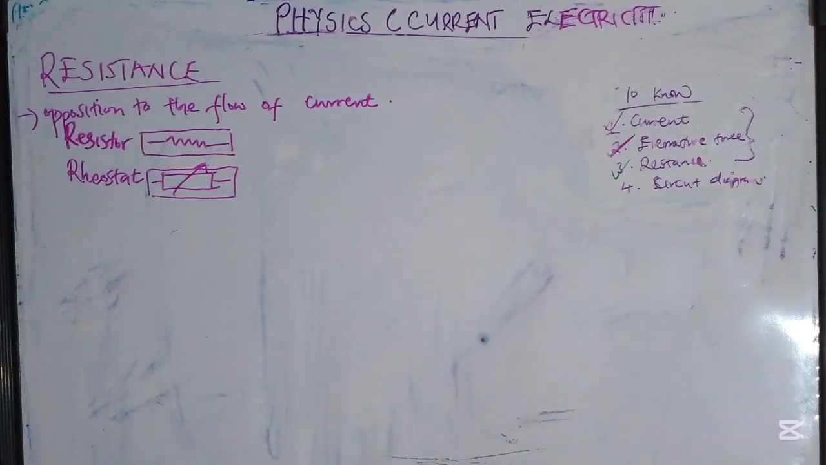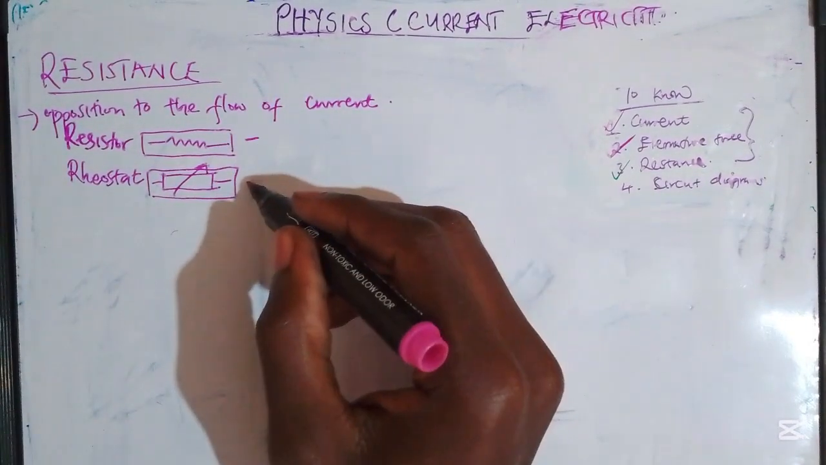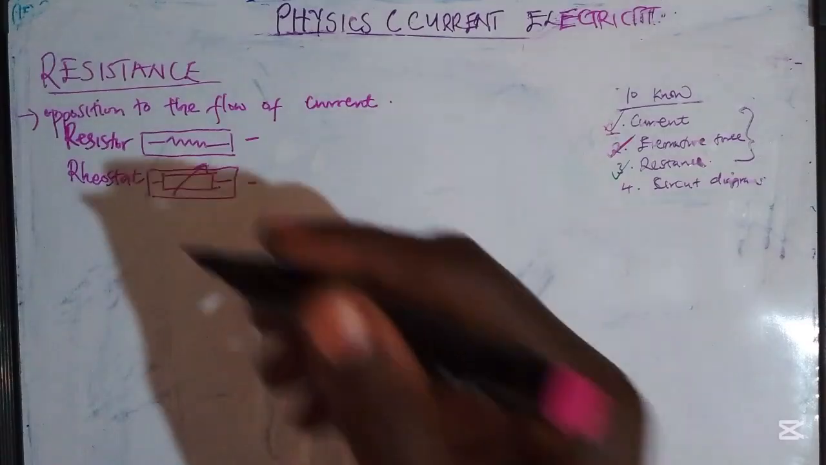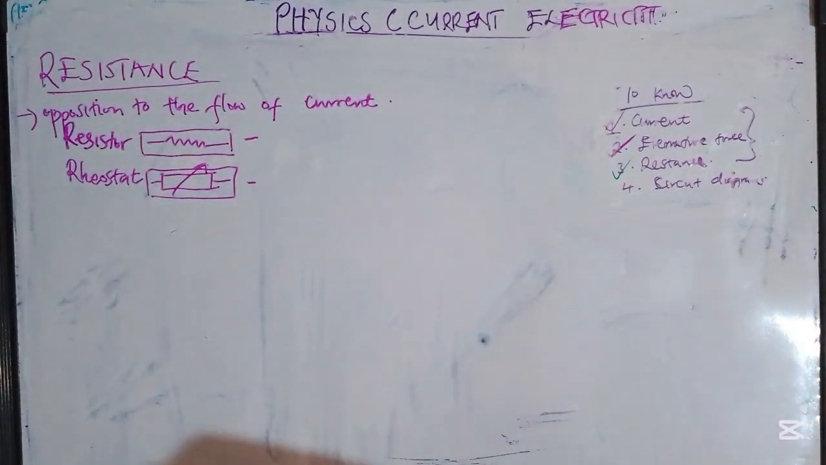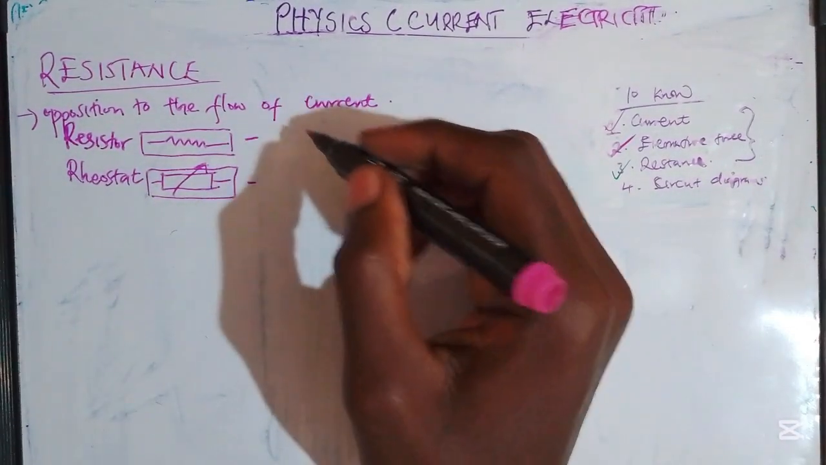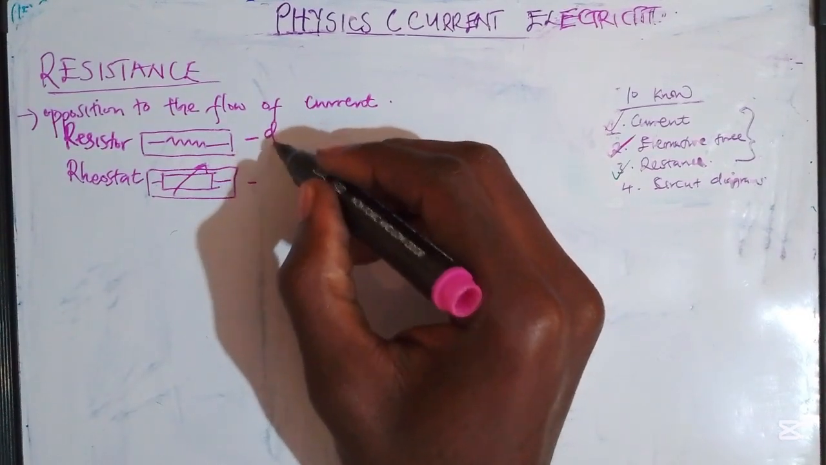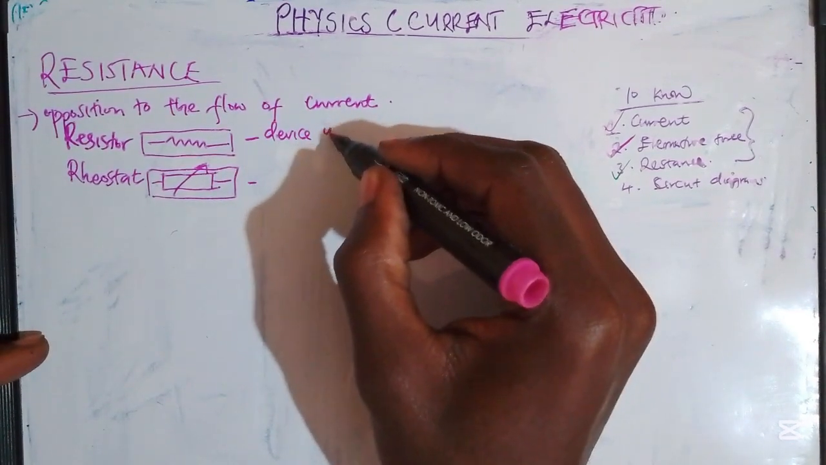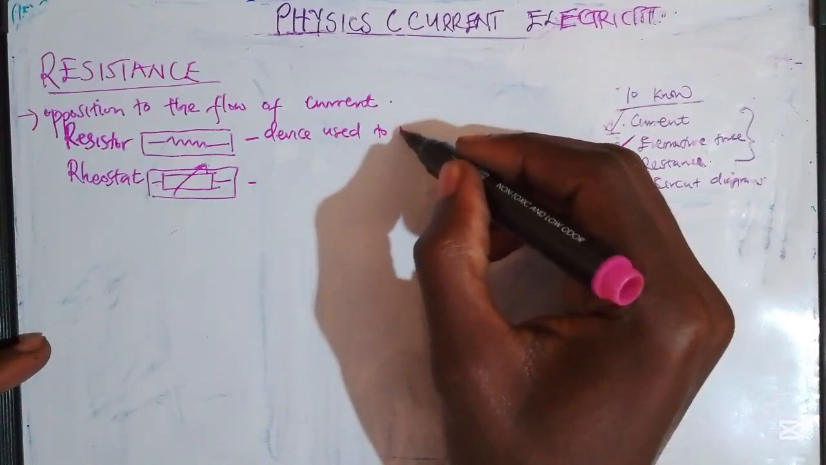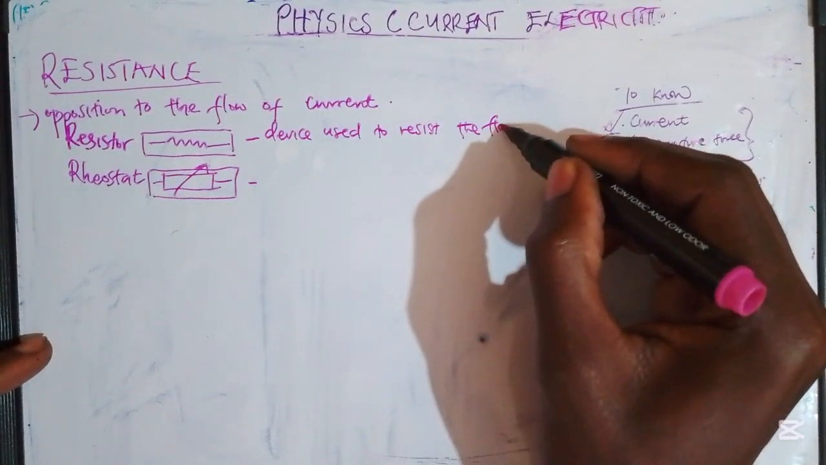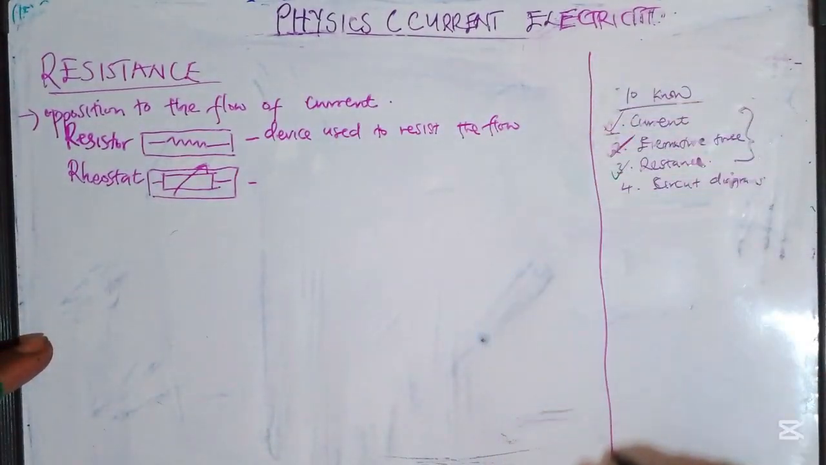So what is a resistor? A resistor is a device which is used to resist the flow of current. A resistor is simply a device we use so that we can resist the flow of current.